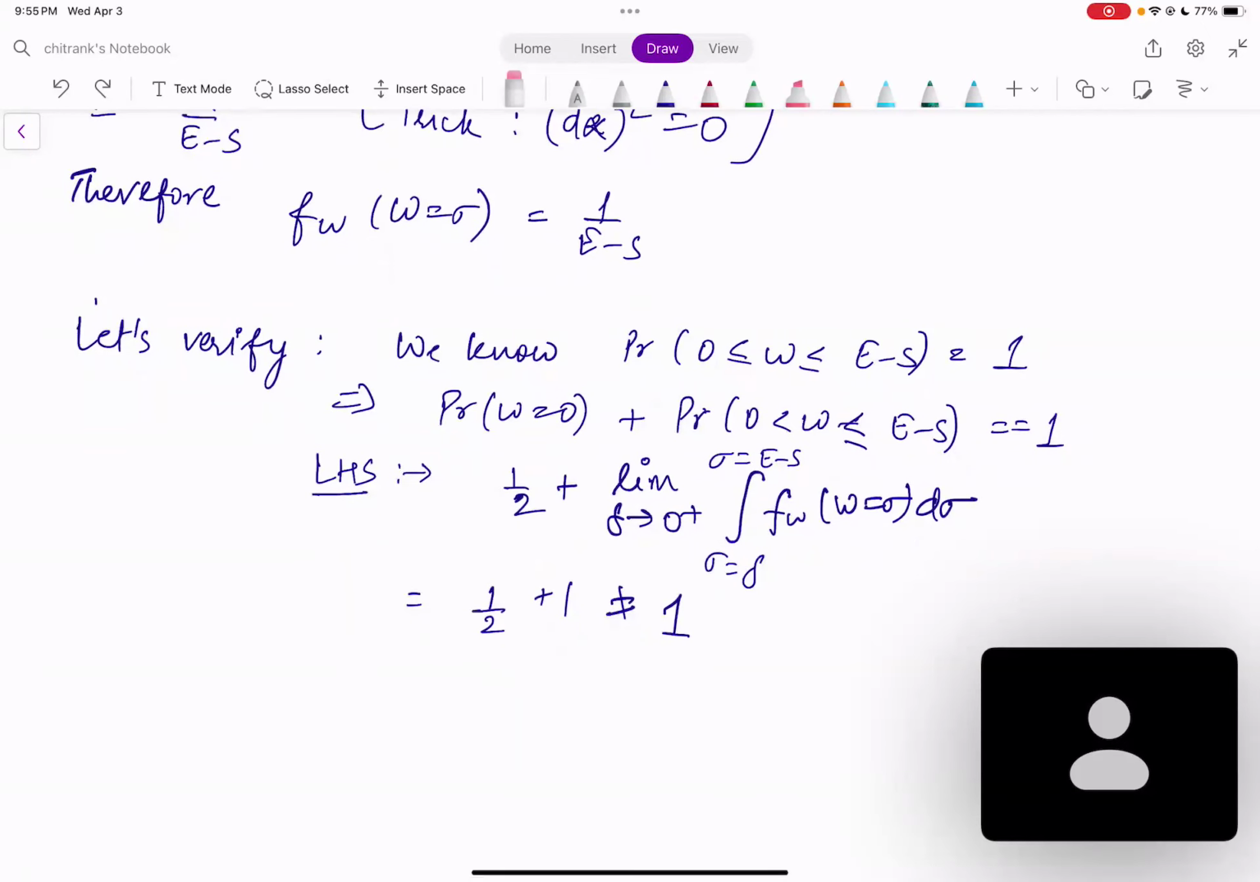Let's further simplify this. You can substitute in the value of the density function for W that we found earlier, which is 1 upon E minus S, and do this integration. The integration that you'll get, upon application of the limit, is nothing but E minus S minus delta divided by E minus S. Then when you apply the limit of delta tending to 0, you'll get 1, right? So this LHS actually evaluates to 3 by 2, because it's half plus 1. And unfortunately, this is not 1. So the solution that we obtained is wrong.